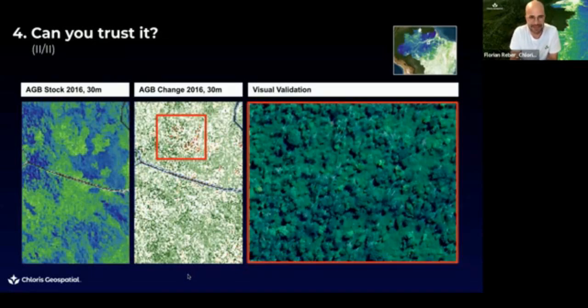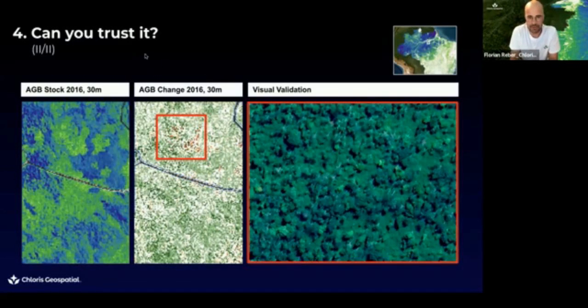Here, a visual example of how the Chloris data is picking up change. And what you see here, if I draw your attention to the frame in the middle, that is the AGB change map of a project area. And within that red frame, you see some red pixels and orange pixels. And that is an area where some selective harvesting has happened, as allowed per the concession in this area.